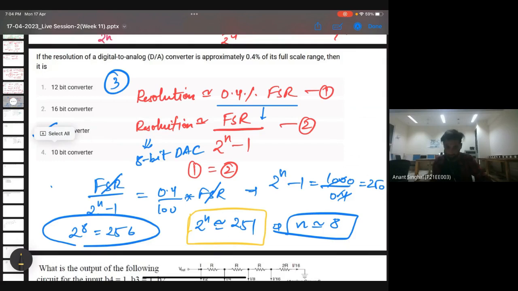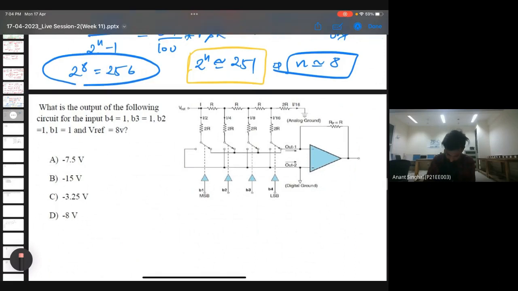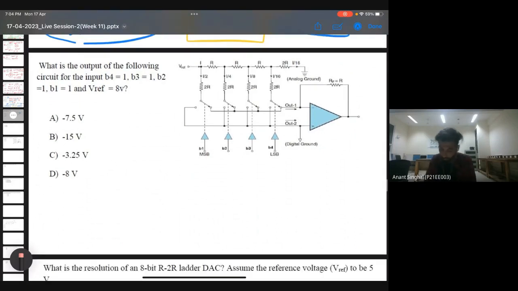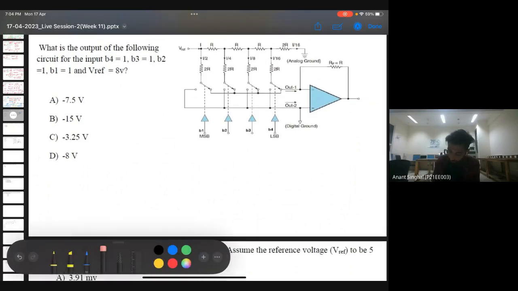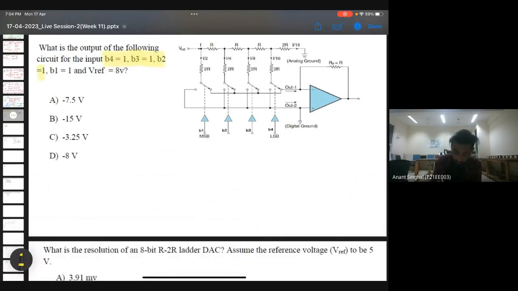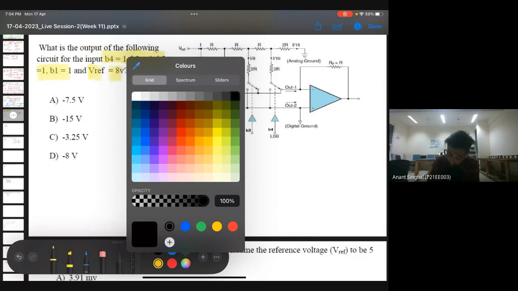So let's proceed with the next problem. This is again a R2R ladder network only, with an external op amp attached to it. So we'll calculate. It says that we have certain inputs: B4 is 1, then B3 is 1, then B2 is 1, and B1 is also 1. And the reference voltage is given as 8 volts. So we'll calculate the same.